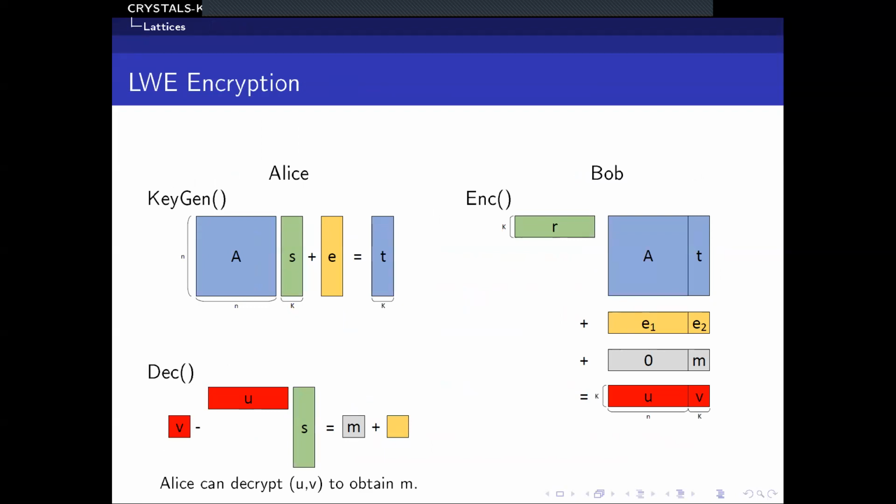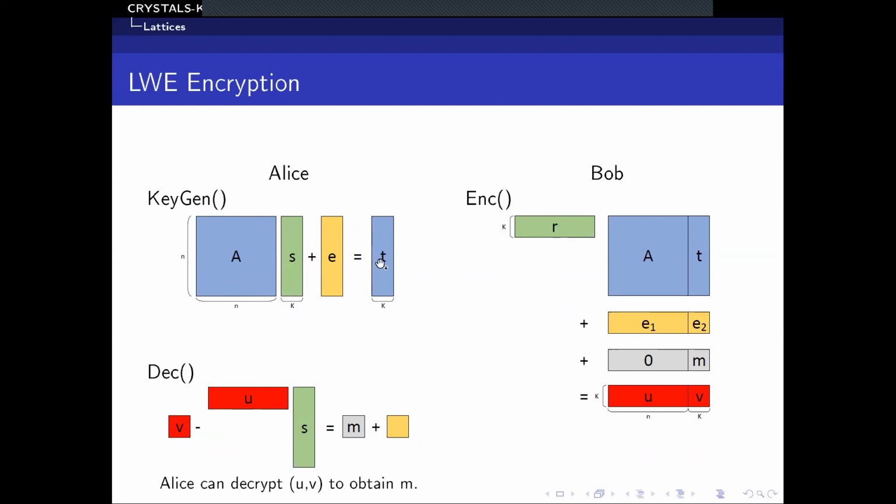You can see here that, for example, S in category level 1 for Kyber has 2 columns, and A here has a dimension of 2 by 2 vectors. So she computes two vectors of T, each of them using 2 vectors of A and 1 vector of S, plus 1 vector of E. In category level 3, we have 3 columns for S, 3 columns for E, 3 columns for T, and A has 3 by 3 vectors.